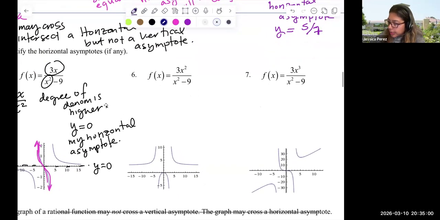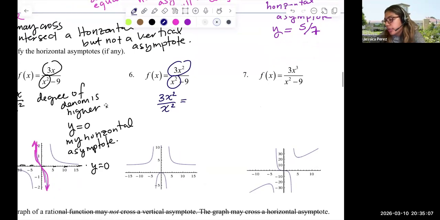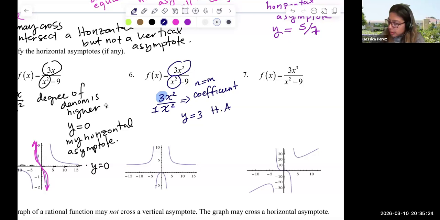So look at number 6. I'm going to look at the degree. I have a 3x squared over an x squared. The degrees of both n and m are equal. So I'm going to look at the coefficients only. So the coefficients are going to be 3 over 1. So then y equals 3 is my horizontal asymptote. So at y equals 3, I will have a horizontal asymptote.